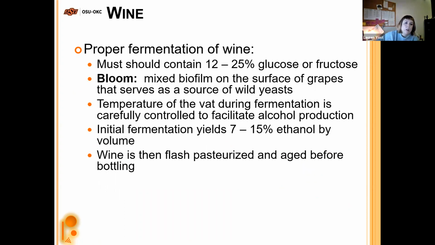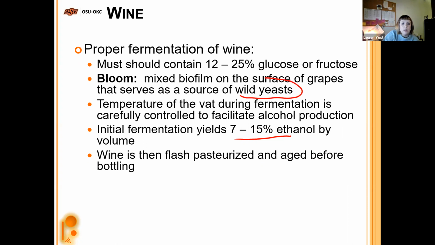So if you're going to properly ferment your wine, it should have 12 to 25% glucose or fructose in it in order to get the appropriate amount of ethanol by volume. 7 to 15% is what you want. You can get more if you add other things into it, but it's whatever. I'm not going to ask you about that. So yeah.